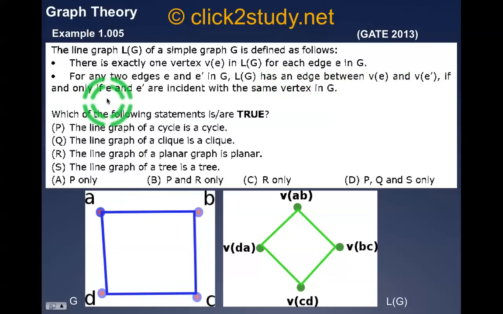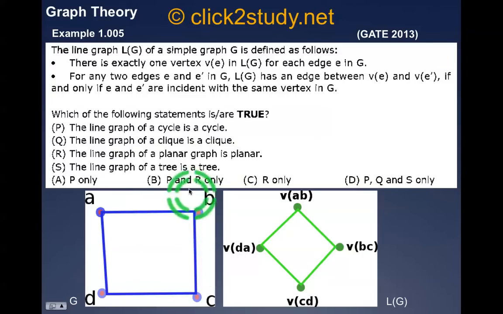So what does this mean? E and E prime are incident with the same vertex in G. So let's understand this with an example. Suppose AB and BC are two edges. Their corresponding vertices in LG are VAB and VBC. And if we ask, are AB and BC incident with the same vertex in G? That means, do they have a common vertex in G? Yes, they do.